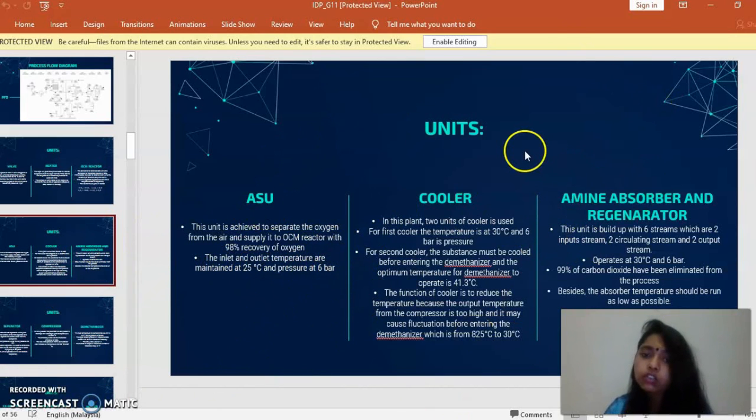Cooler. We have two coolers. The first cooler is to cool the substance, with a temperature of 3 degrees Celsius at 6 bar pressure. For the second cooler, the substance must be cooled before entering the demethanizer, which operates at 41 degrees Celsius. The amine absorber is to eliminate the carbon dioxide from the system. 99% of the carbon dioxide has been eliminated from the process.